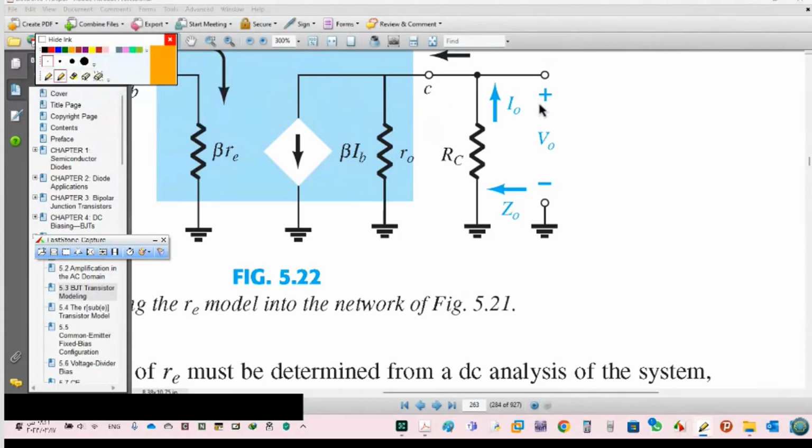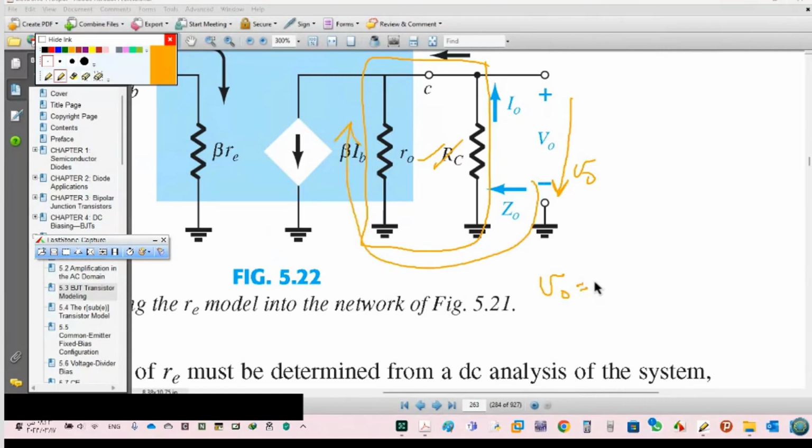Now, I have V out, so let's withdraw the V out, and it's beta IB. So this is RC with RB in parallel. So I can write V out, using Kirchhoff, equal to minus beta IB multiplied by RO and RC in parallel, and we found the IB value. I need this. Here we have minus.